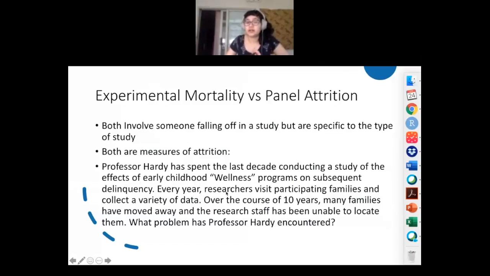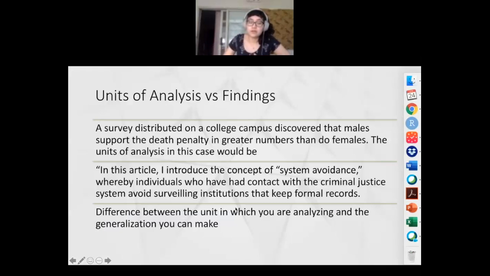And so panel attrition is what Professor Hardy, in one of the questions, was experiencing. Over the course of 10 years, he was doing this study, which means that it was a panel study, not an experiment where there's a pre-post. And a lot of people moved away, so this is panel attrition.